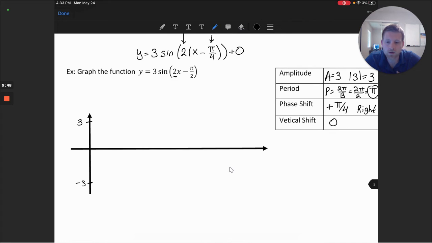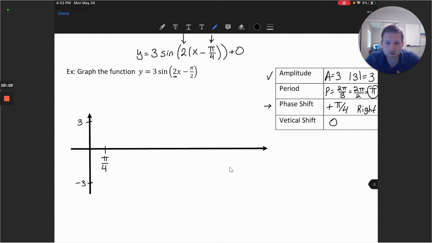The next thing I'm going to do is just set where my graph is going to start. That's going to be at the phase shift. So I've got this amplitude. I'm going to now look at the phase shift. The phase shift says I'm going to start my graph pi over 4 to the right, or really at pi over 4.